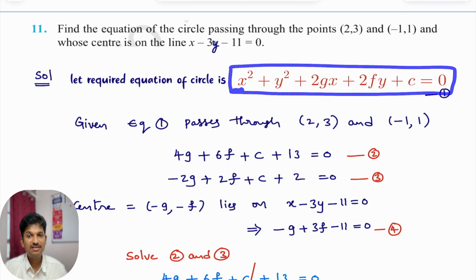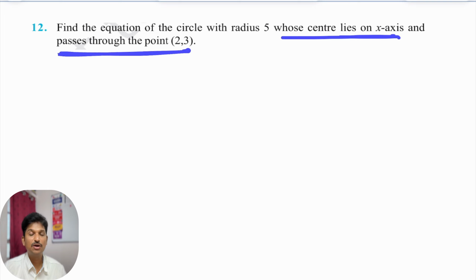Now, question number 12. You observe this question number 12. Find the equation of a circle. You want to find the equation of a circle whose radius is 5 units. The center of that circle lies on the x-axis and that circle passes through (2, 3).